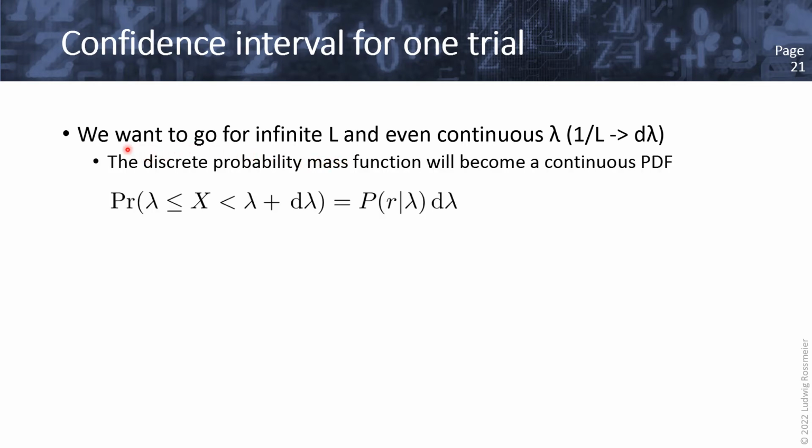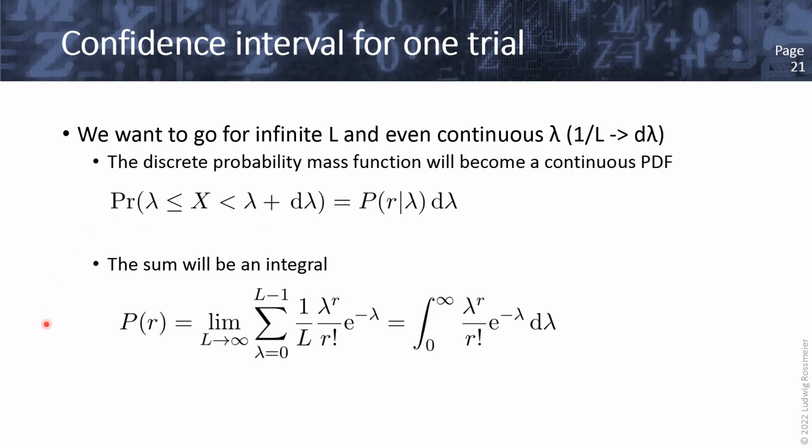So using this approach, going to continuous lambda means 1 divided by L will be a differential d lambda, and the discrete probability mass function will become a continuous probability density function. That means the probability that the result will be between lambda and lambda plus d lambda is the same as the probability for R given lambda times the differential d lambda.